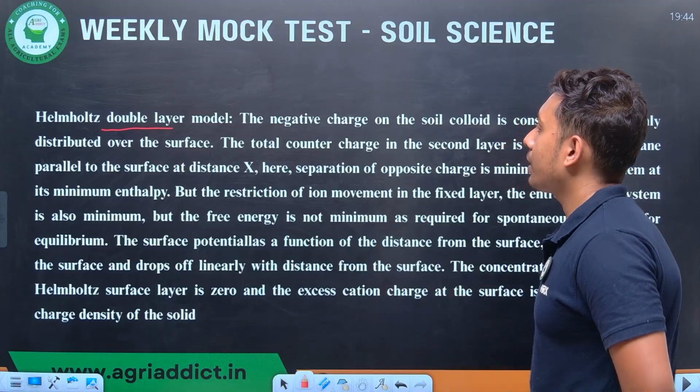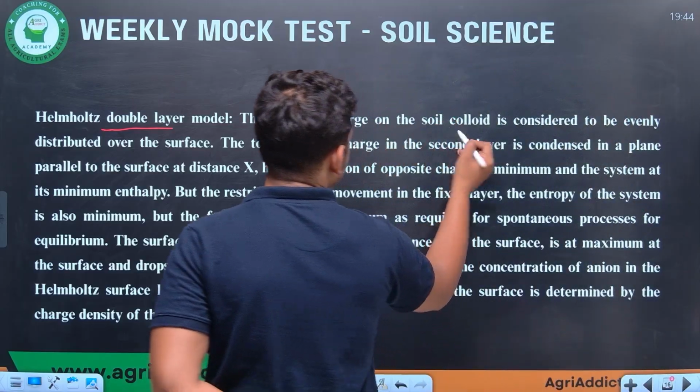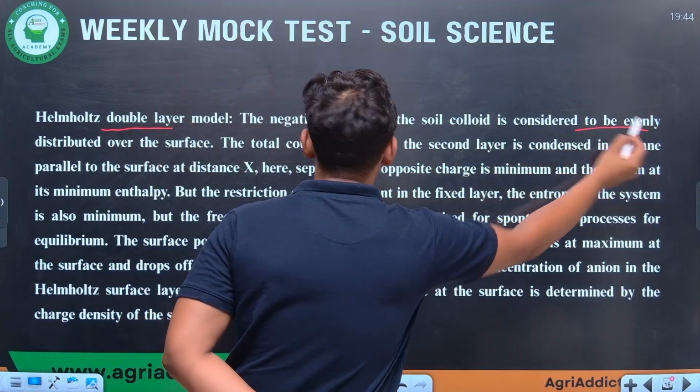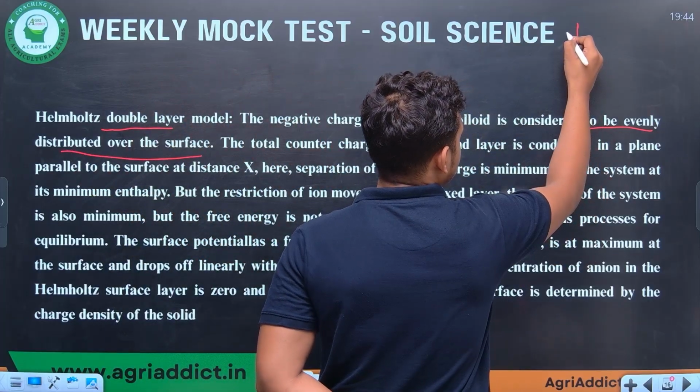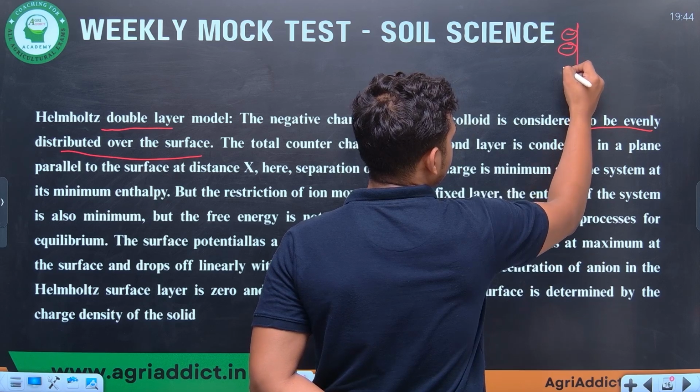In the Helmholtz double layer model, the negative charge of the surface colloid is considered to be evenly distributed over the surface. So the negative charge on the surface is evenly distributed over the surface.